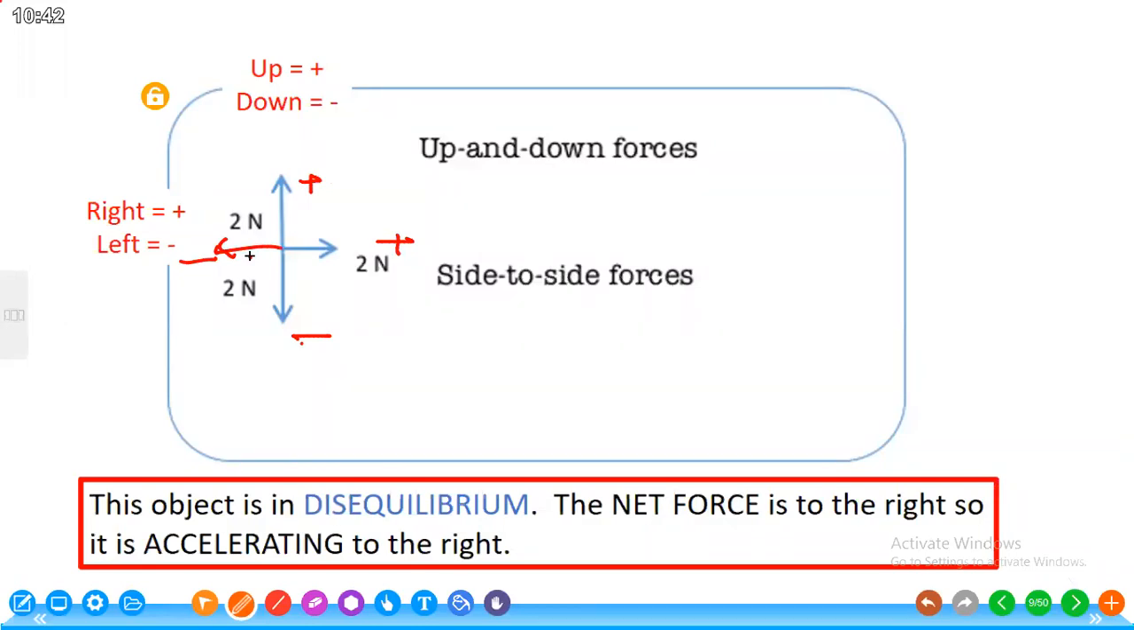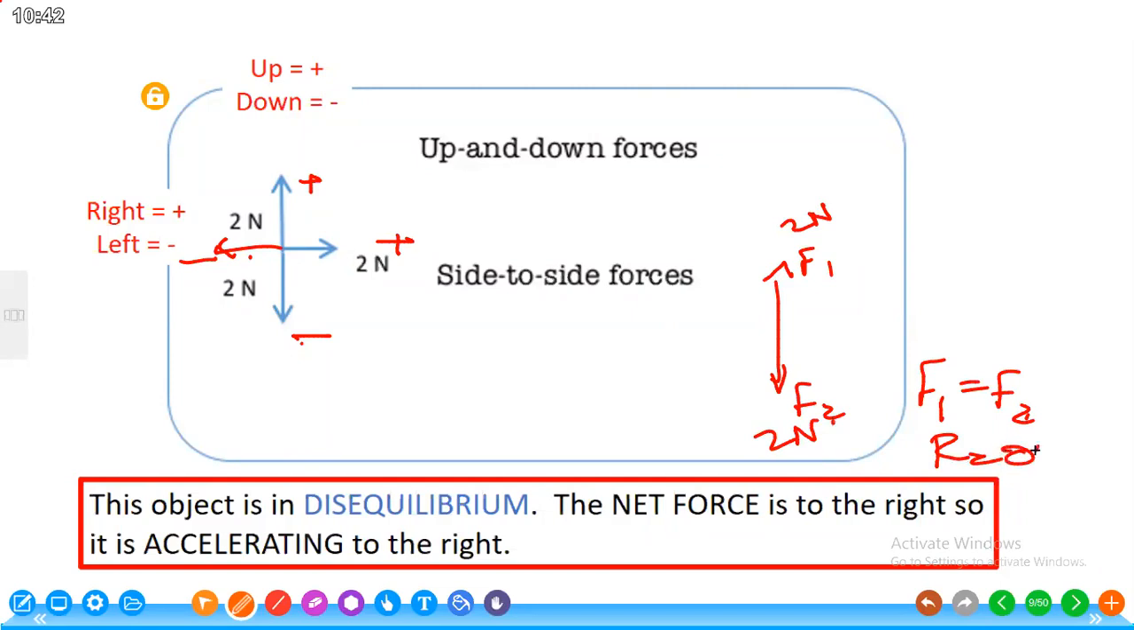I already explained. Up and down forces in here, F1 is equal to F2, here 2 Newton, here also 2 Newton. So for the up and down forces, the resultant force becomes 0. So the object does not move upward or downward.